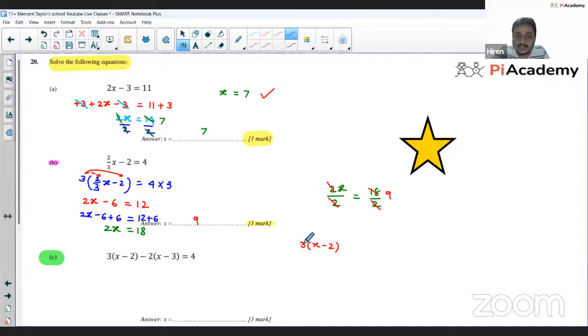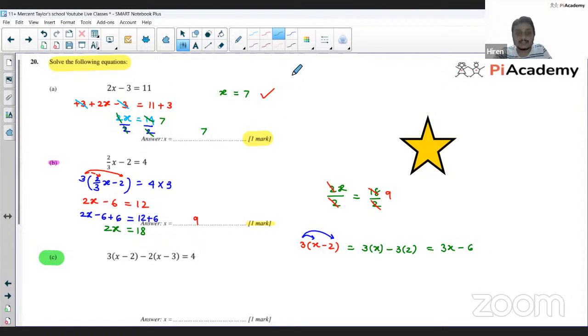Once you have something outside the bracket, once you open this bracket, this number is going to multiply with both the numbers, whatever is inside the bracket. So 3 times x, that is the first thing that is going to happen, and the next thing is 3 times 2. So in this manner, from the first bracket, you are going to get 3x minus 6, okay?